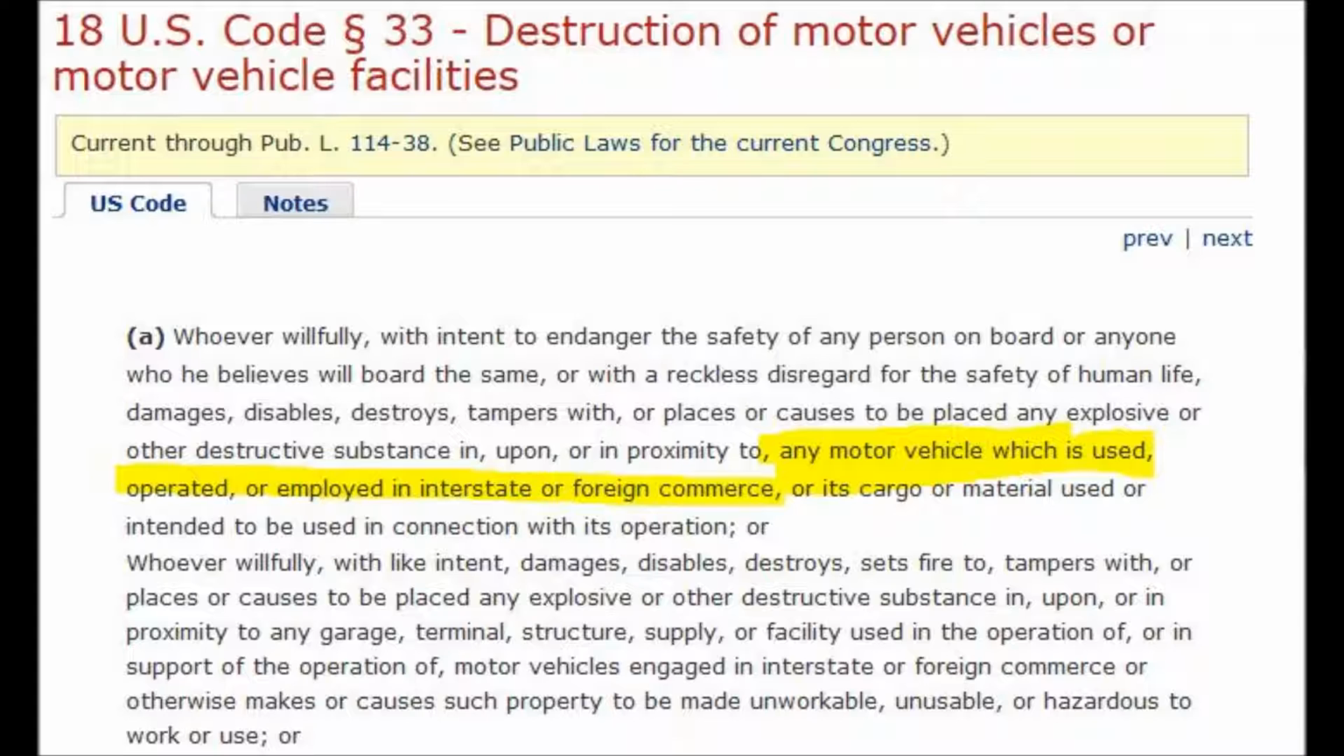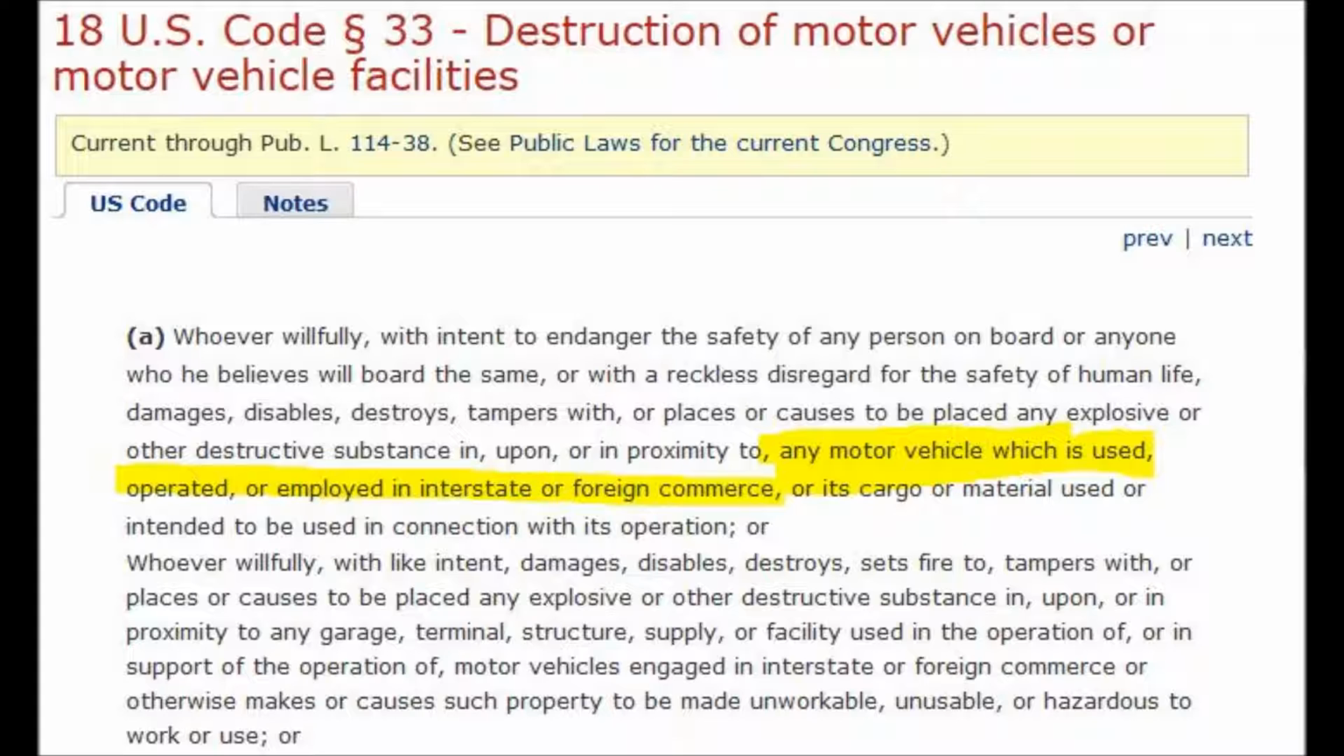And it reads, whoever willfully with intent to endanger the safety of any person on board or anyone who he believes will board the same, or with a reckless disregard for the safety of human life, damages, disables, destroys, tampers with, or places or causes to be placed any explosive or other destructive substance in, upon, or in proximity to any motor vehicle, and this is the important part, which is used, operated, or employed in interstate commerce or its cargo or materials, or intended to be used in connection with its operation. And we skip to the bottom, shall be fined or imprisoned not more than 20 years.